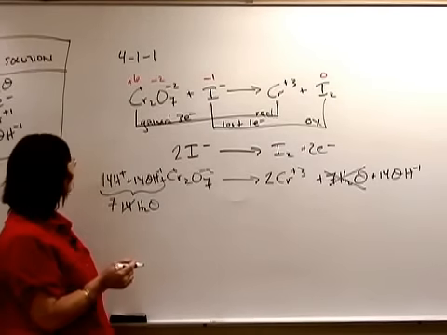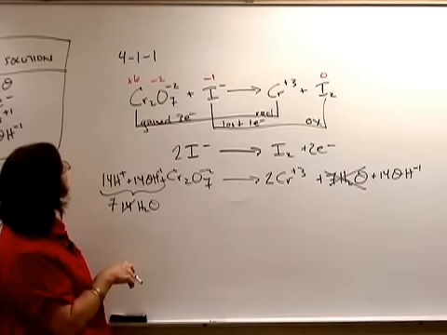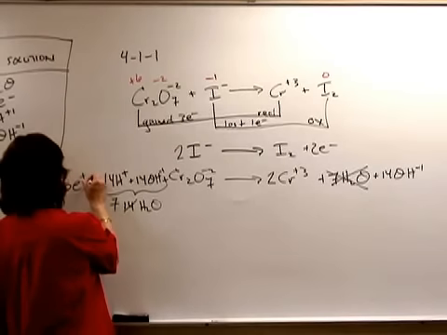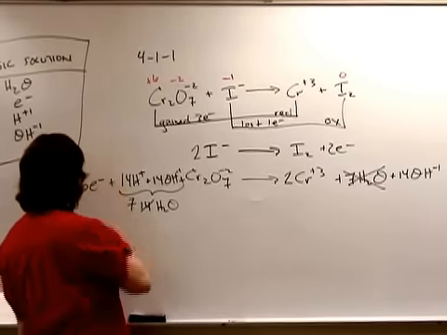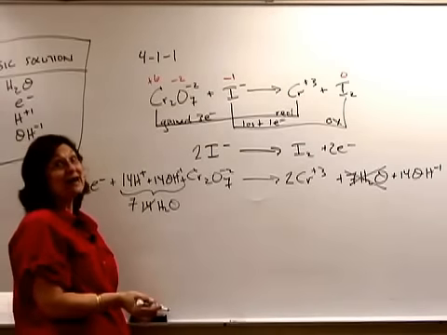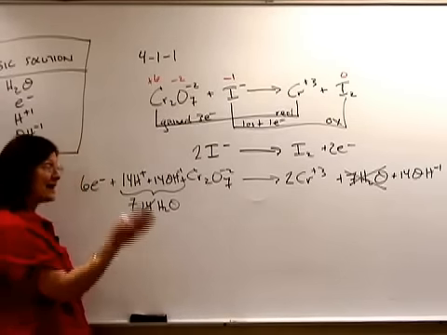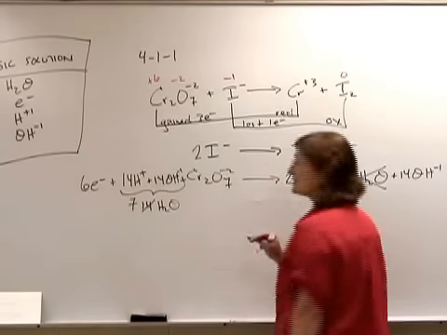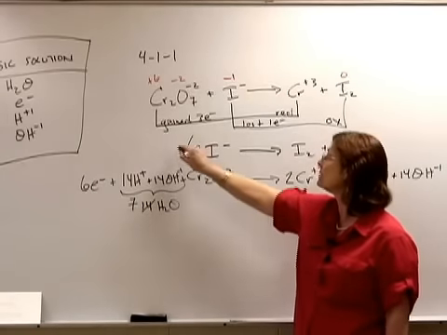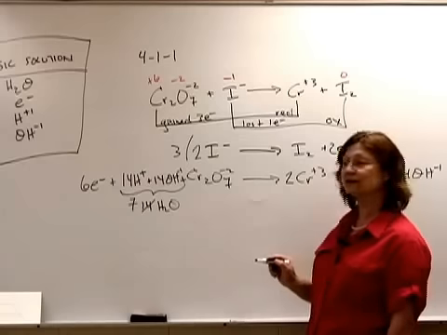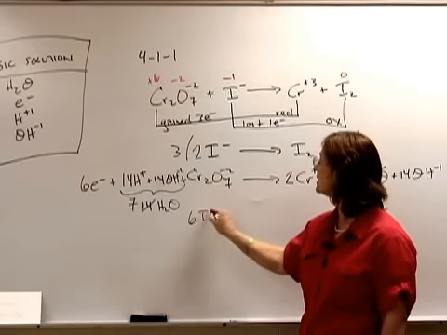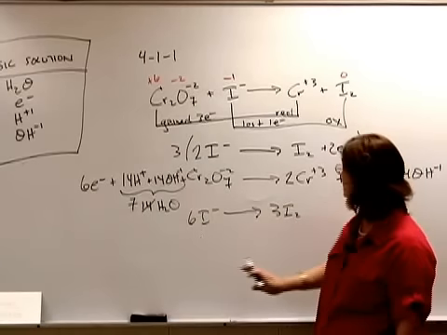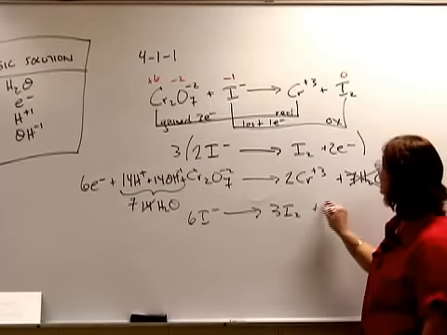Now, before I can add them back together, oh, I forgot those electrons, didn't I? I gained not just 3, but I gained 6 electrons. So I must have 6 electrons here as well. Ooh, electrons are negative. Now, before I can add them together, I have to have the same number of electrons gained as there are lost. Well, the lowest common multiple between 6 and 2 is 6. And therefore, I'm going to multiply the top one by 3 to get my 6 electrons. And I will get 6 iodide ions, 3 iodine molecules, and 6 electrons.